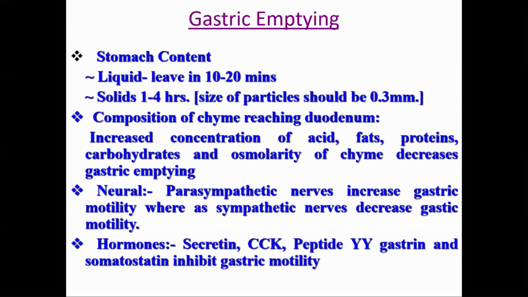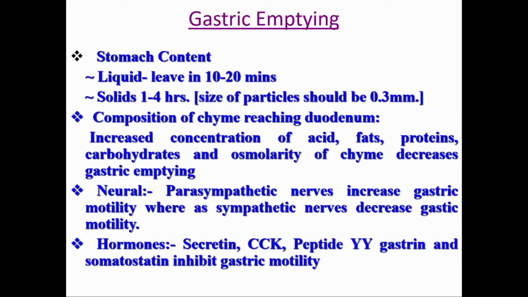Neural stimulus such as parasympathetic nerve stimulation increases gastric motility. Right? Parasympathetic stimulation increases gastric motility or gastric emptying, whereas the sympathetic nervous system decreases gastric emptying. Parasympathetic nerve increases gastric emptying, whereas sympathetic nerve decreases it, because parasympathetic nerve causes relaxation of the sphincter, whereas sympathetic nerve causes contraction of the sphincter. Sympathetic stimulation causes contraction of the pyloric sphincter, which is why gastric emptying decreases, whereas parasympathetic nerve causes relaxation of the pyloric sphincter and increases gastric emptying.